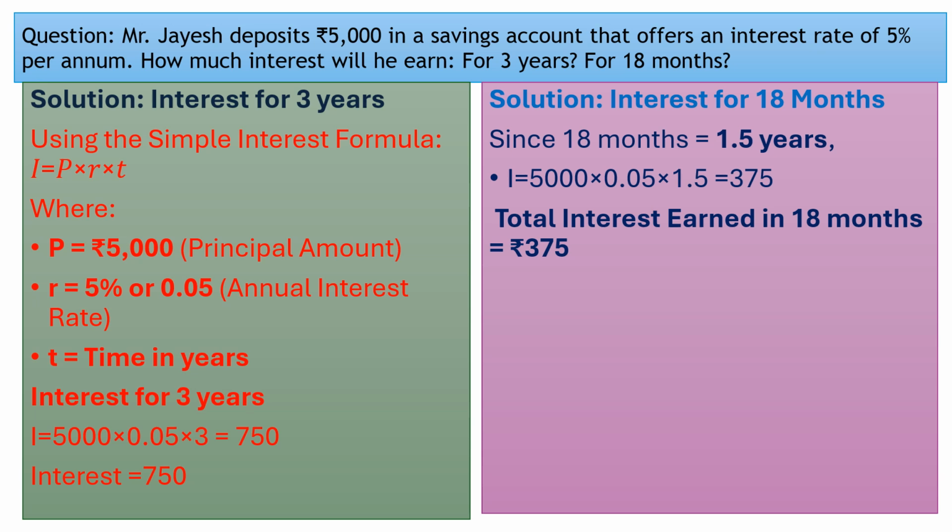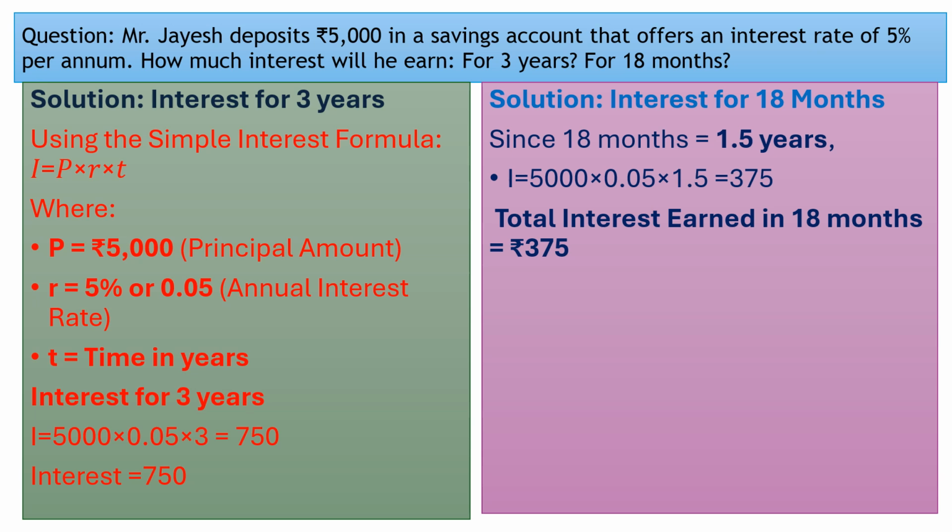So if the investor makes the investment for 3 years, the total amount of interest on such a 3 years investment period is 750. Then the second option is holding the investment for 18 months. Instead of 3 years, if he goes for an 18 months investment, what is going to be the interest? Since 18 months is equal to 1.5 years, let us calculate the interest amount.